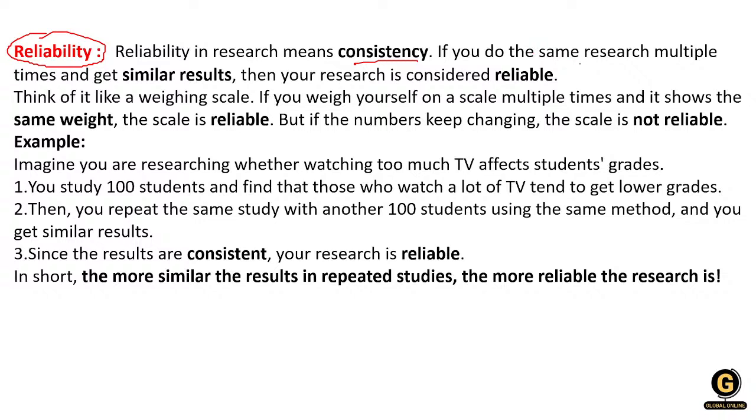Okay, if you do the same research multiple times and get similar results, it is reliable. Getting it? If you do the same research multiple times and get similar results, then your research is considered reliable, right? Think of it like a weighing scale. If you weigh yourself on a scale multiple times and it shows the same weight, the scale is reliable. What is it? It is constant. It is consistently happening again and again. Clear? That is why it is called reliable. But if the number keeps changing, the scale is not reliable.